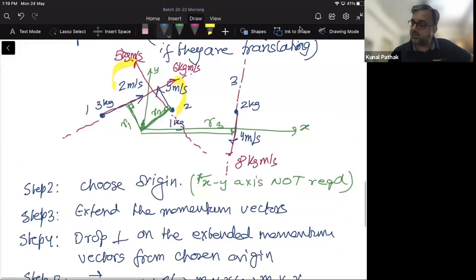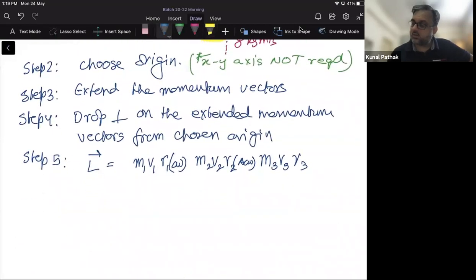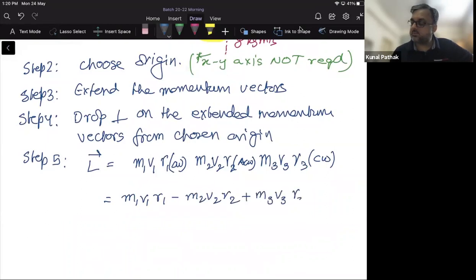And finally, we put our pen on the head of this vector and turn it towards the origin. So this is clockwise. So we will write here clockwise. And just like torque, we will take either clockwise as positive or anti-clockwise as positive, depending on the situation. So here we have M1 V1 R1 minus M2 V2 R2 plus M3 V3 R3, which you can write as P1 R1 minus P2 R2 plus P3 R3.